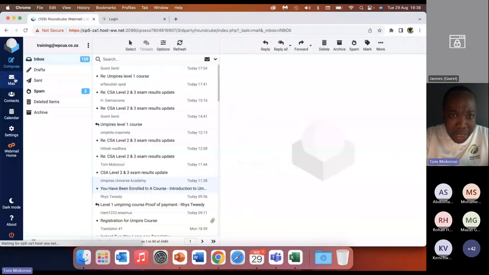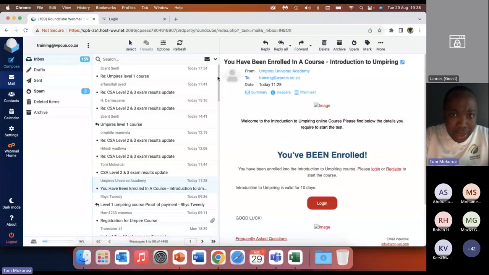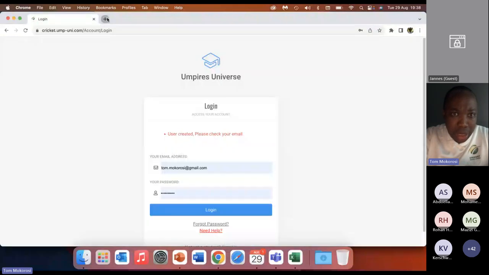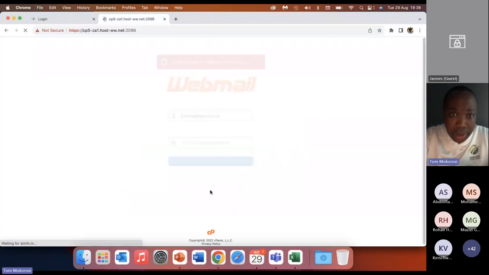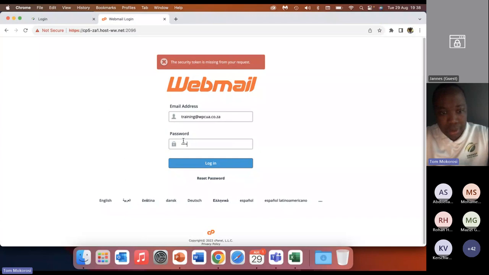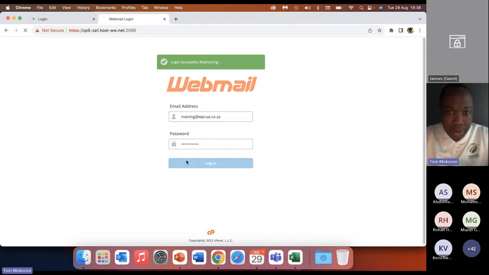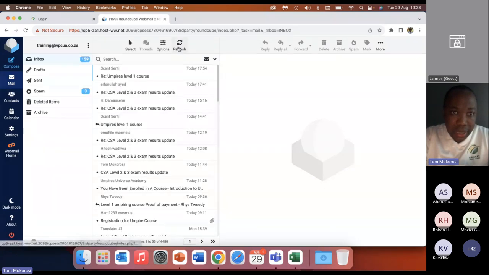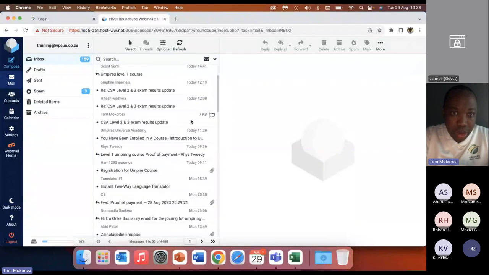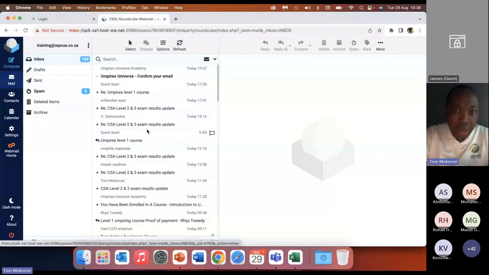So I'm going back into my email, and it normally comes through quite quickly. So I'm just going to log out of my emails and log back in. Okay, and I'm going to refresh. There we go. So it took about 2 minutes to come through from the time that I registered and signed up. It says confirm your email, and once again it's from Umpires University Academy.